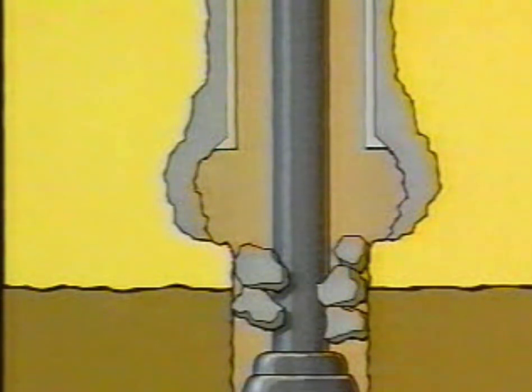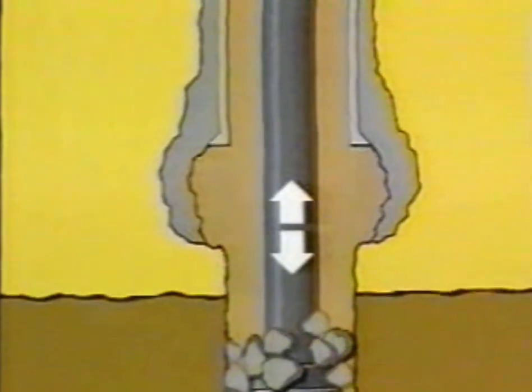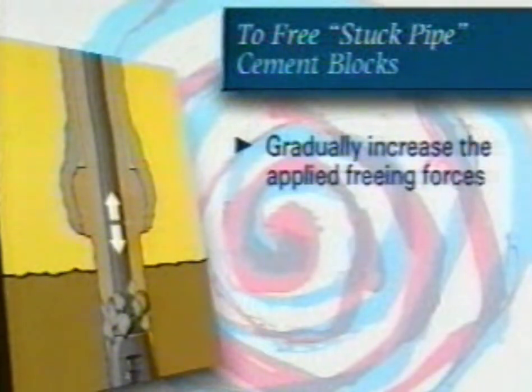To free the pipe, alternate upward and downward working must be applied slowly to dislodge or break up the obstruction. In addition, it's important to gradually increase the applied freeing forces.